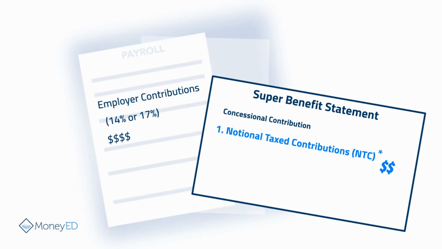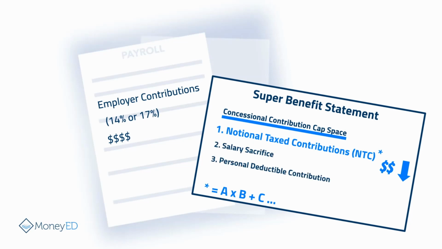NTCs are calculated using a formula which can be found on your benefit statement. However, the important things to know about NTCs are that they are generally lower than the actual contributions that your employer makes into your defined benefit component, and they help determine how much cap space you have available in case you want to make other concessional contributions, such as salary sacrifice or personal deductible contributions.